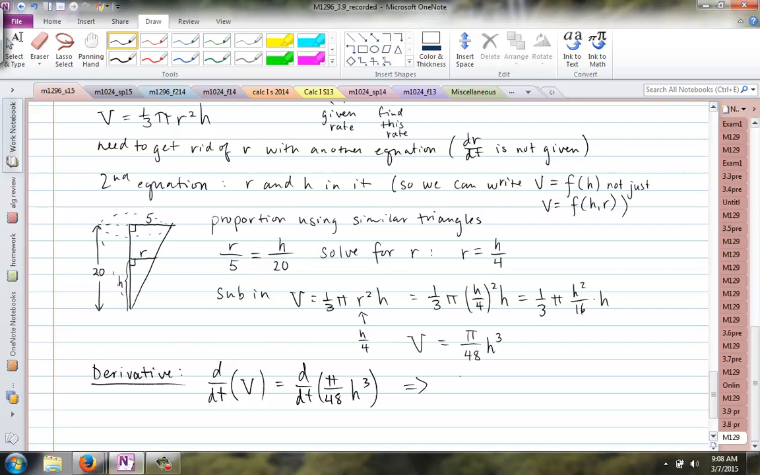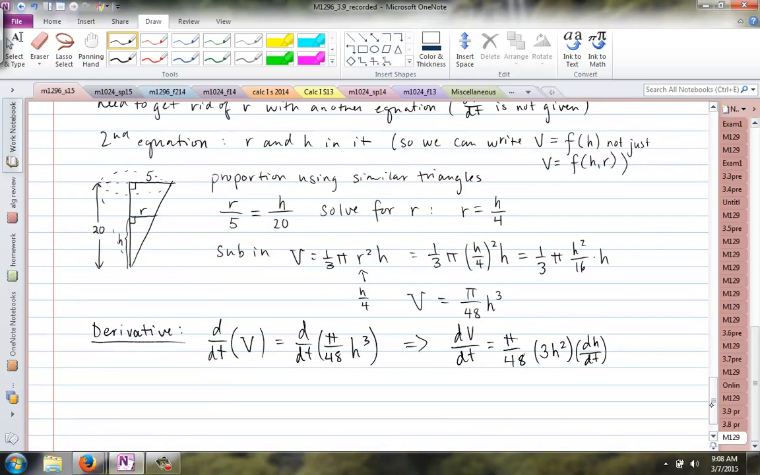Okay, so this derivative is actually pretty easy now. dV over dt is equal to pi over 48, and then we take the derivative of h cubed. h depends on t, and so we use the chain rule here. We take the derivative of the outer function, evaluated at the inner function, which is 3h squared, and then the derivative of the inner function, h, is dh over dt. Now we're on the sub and solve step.